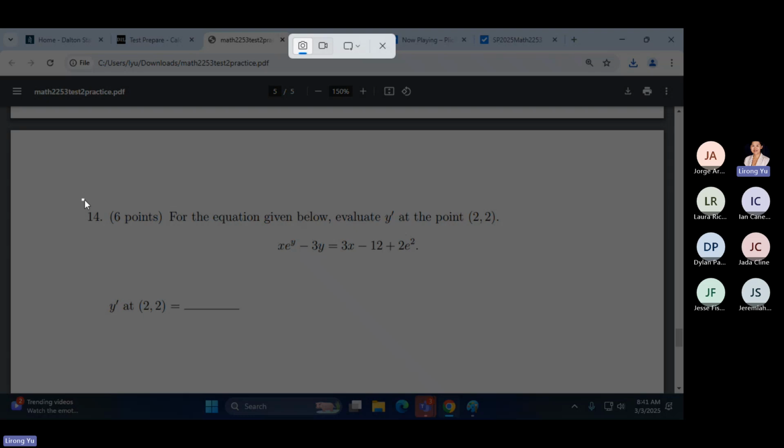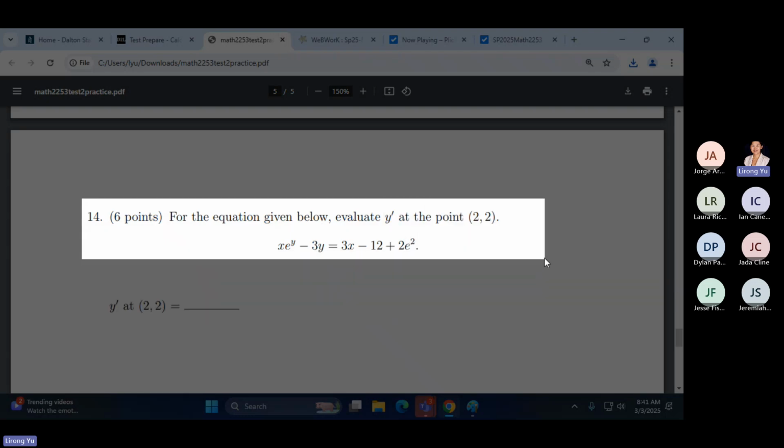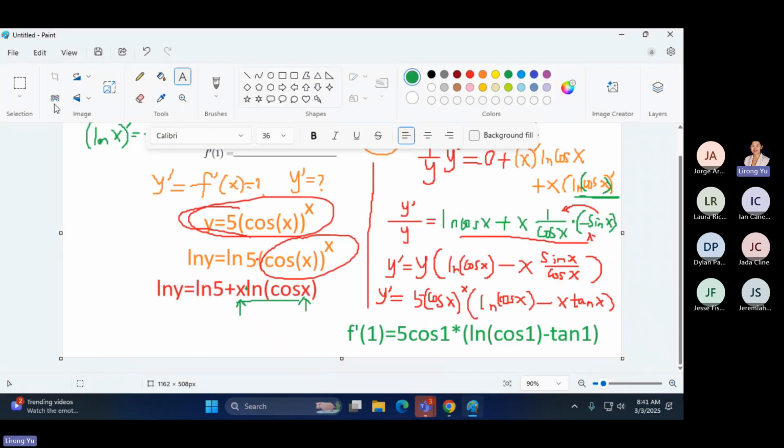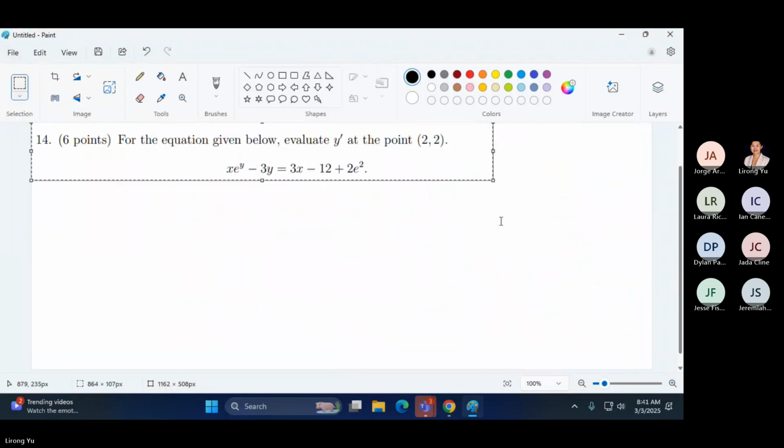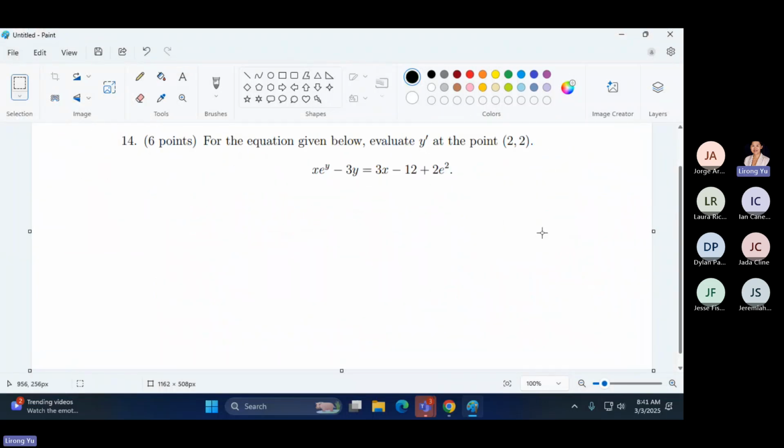We're trying to work out the process, just to show how it is if we start from the beginning. That's our question. You will be given the equation, and the question is to find y prime at the point (2, 2). The point (2, 2) is indicative of the x value and the y value. So this is saying x equals 2 and y equals 2. That's what we mean by point (2, 2).